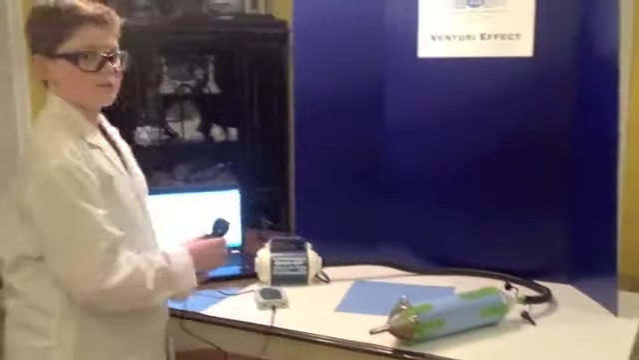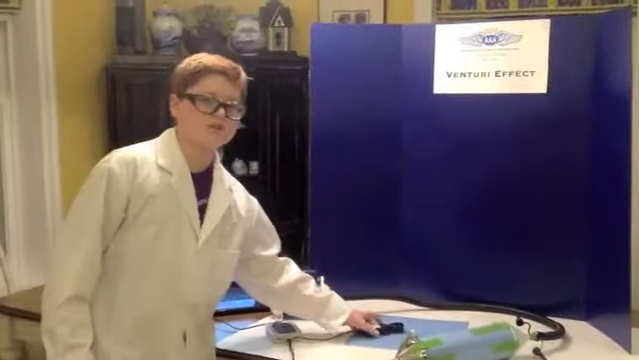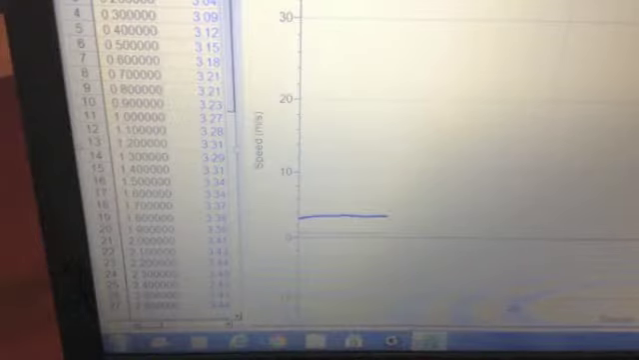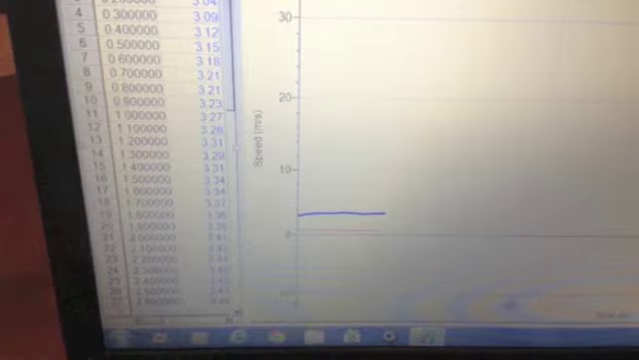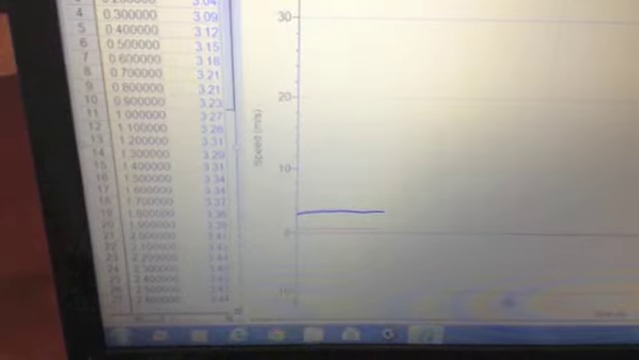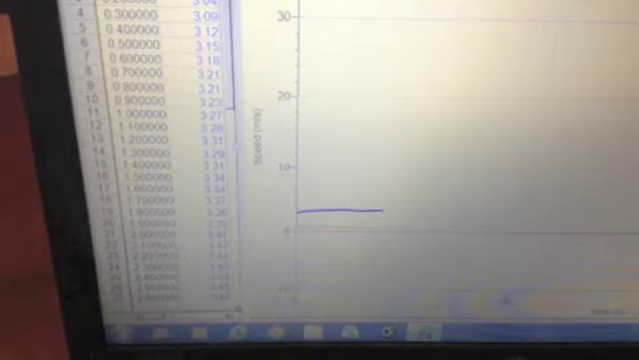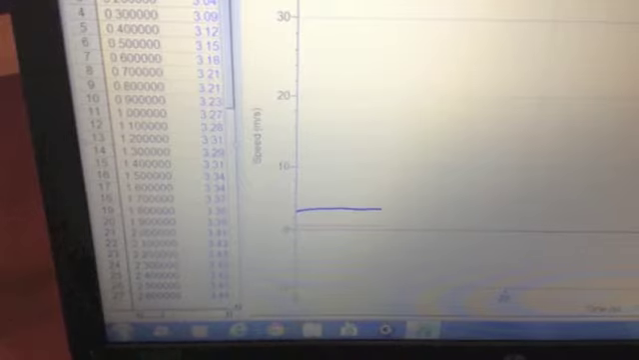The data this time was significantly higher, and I will show you in a minute. The red line in this graph is the first phase of the testing, and the blue line is the second phase of the testing. As you can see, the blue line is significantly higher, showing that the velocity was significantly higher.